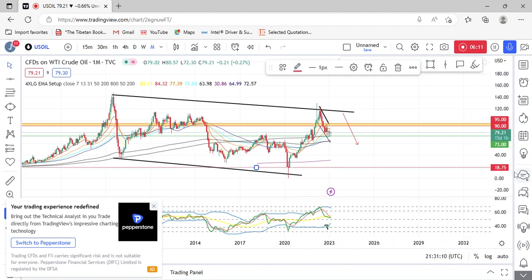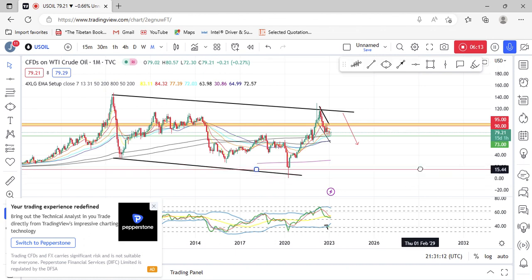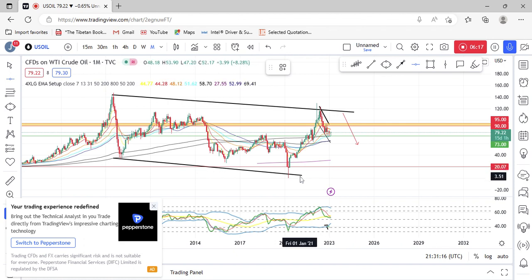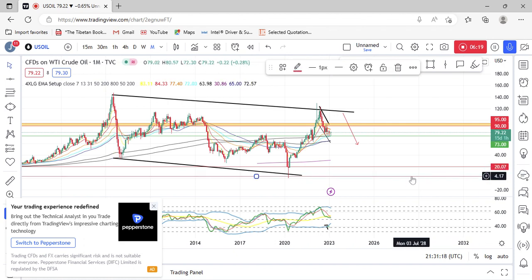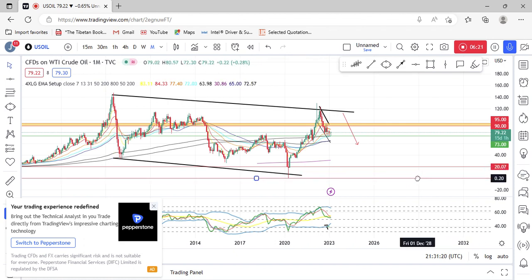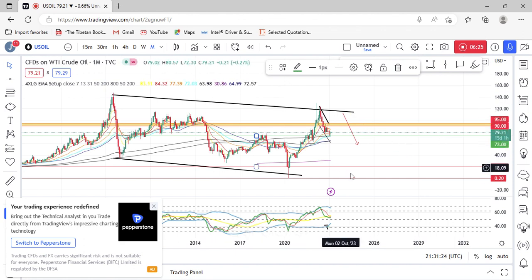So that means we might see oil around 20 or possibly back to Corona, slightly around zero. So this is the target zone on the monthly time frame. And this will take a while. So you can see from 2020 up to 2022, possibly might take about 2 years.